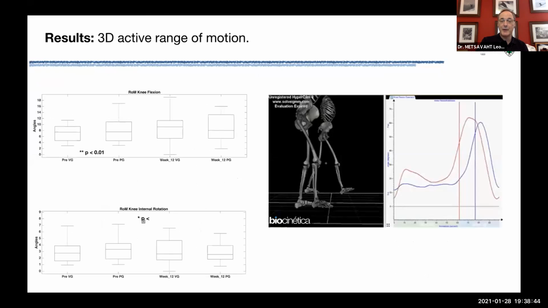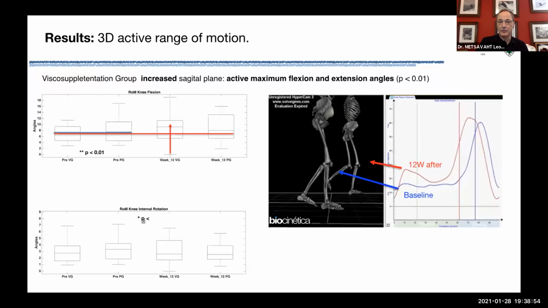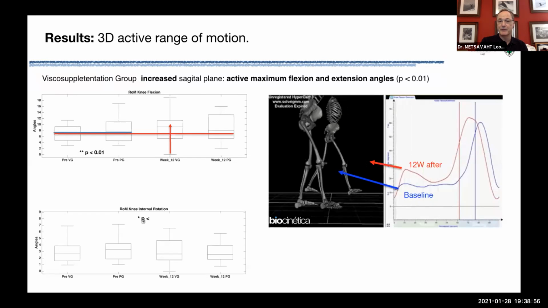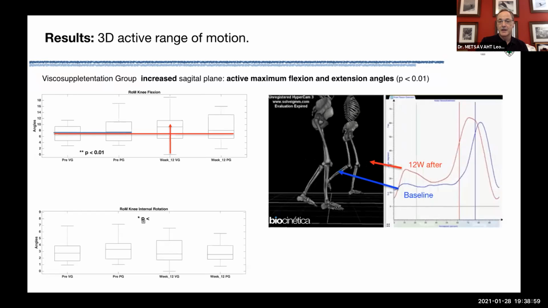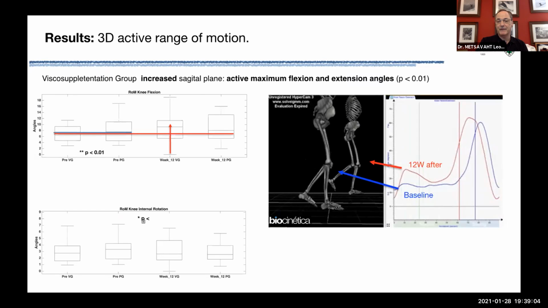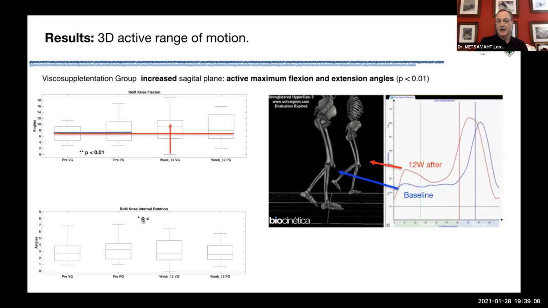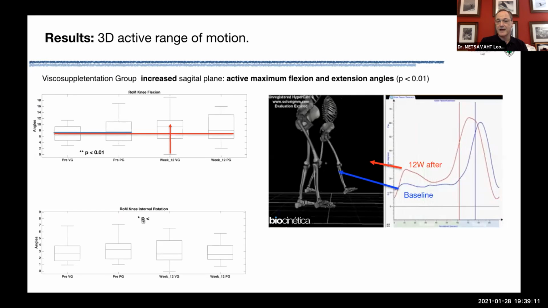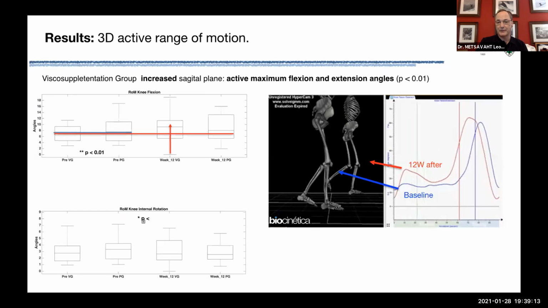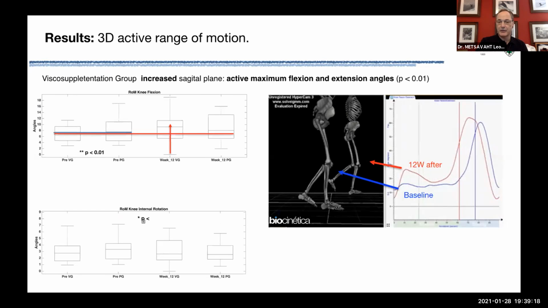But when we performed the 3D analysis, the thing was much different. The viscous supplementation group increased sagittal plane active maximum flexion and extension angles. If you see in the right graph, the blue line is the flexion of the knee at baseline, and the red line is the flexion of the knee 12 weeks after. So the motion of the knee increased a lot.